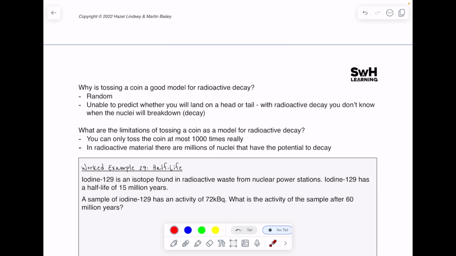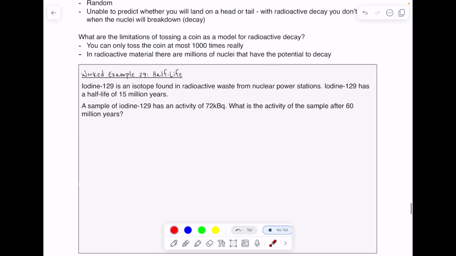This is a good model aside from the fact that there's only a very set number of times that you'd be willing to do it for, whereas in reality we're talking about millions of nuclei. But largely speaking, this topic relates to half-life calculations. So I'll run you through some examples now.